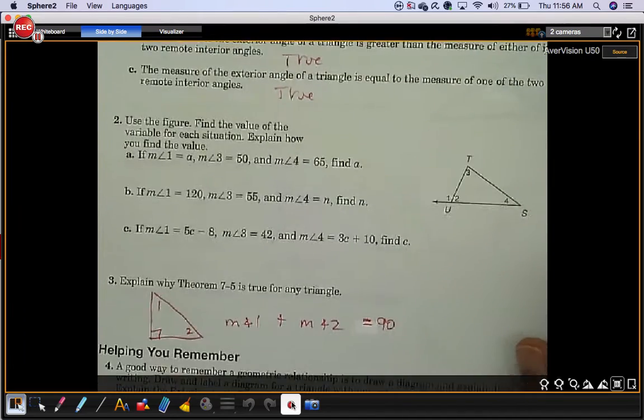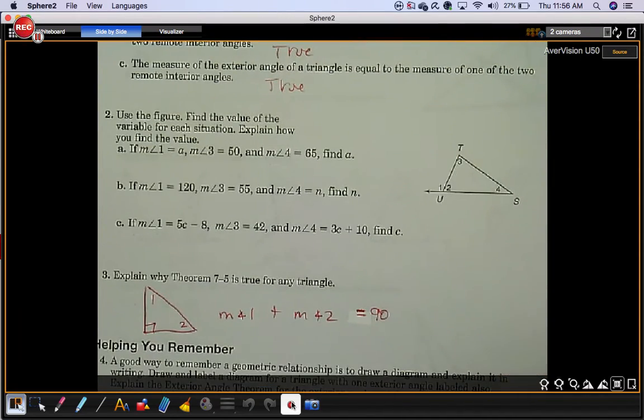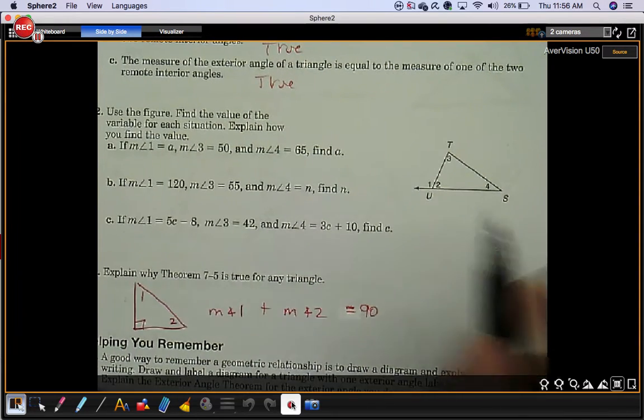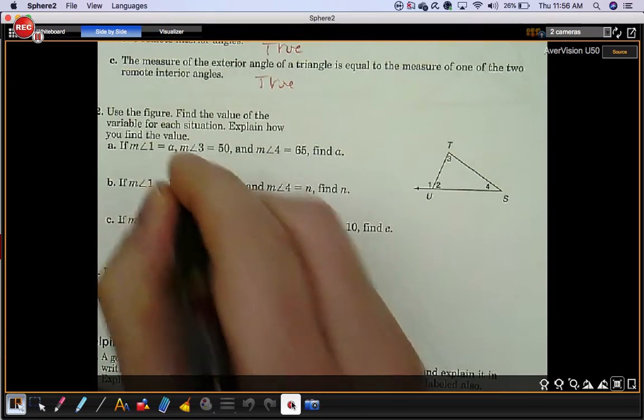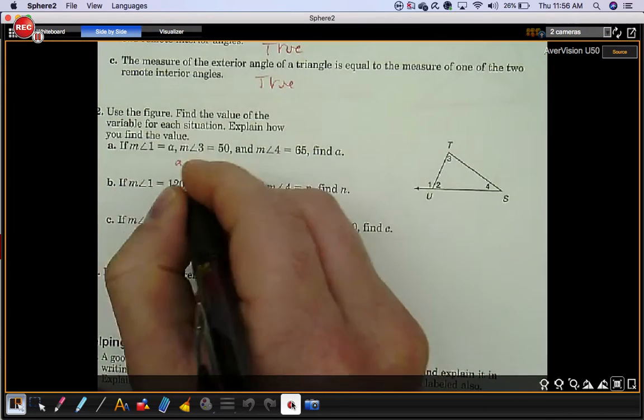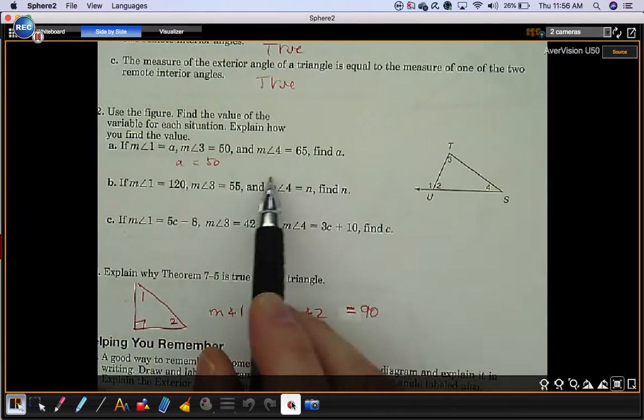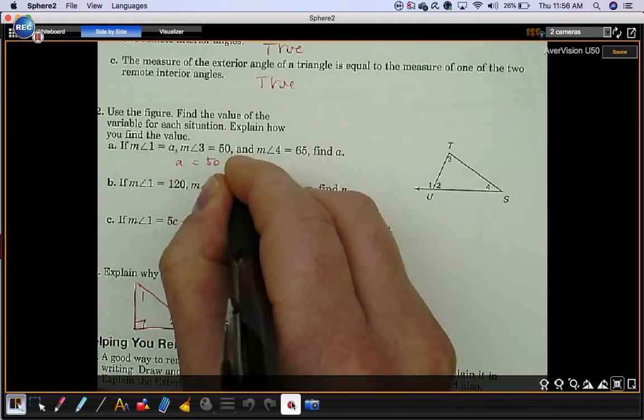Number 2, use the figure. Find the value of the variable for each situation. Explain how you find the value. So the measure of angle 1, they're telling you is A. The measure of angle 3 is 50. And the measure of angle 4 is 65.